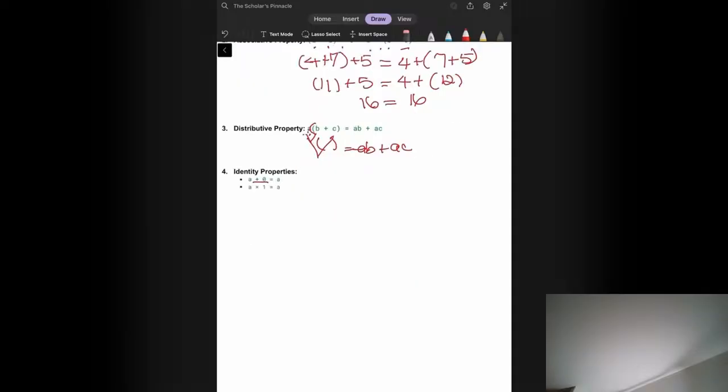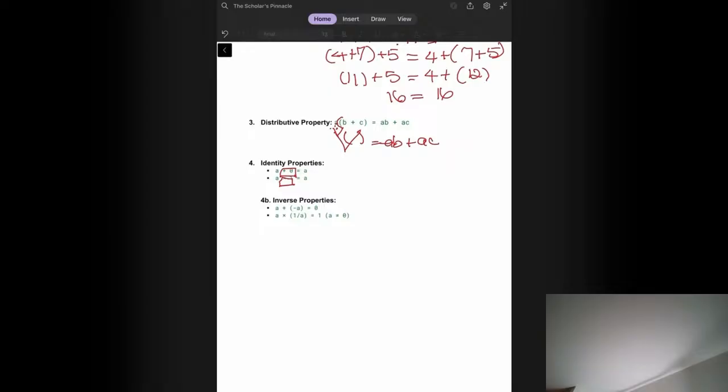This is an interesting one, identity properties. You have A plus 0 and A times 1. They both give you the same answer. So what we're looking at is A plus 0 and also A times 1. These are the identity properties as related to algebraic expressions.